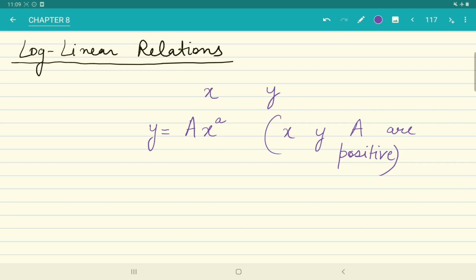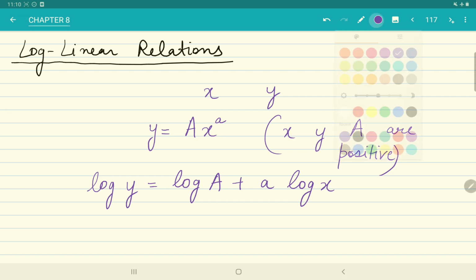And if that is the case, if x, y and a are positive, that means I can now actually take logs on both sides. So if I take logs on both sides, I can have log y. Now this log is to any base. We are not necessarily thinking of the base little e. So we are thinking of log as logarithm to any base. And if that is the case, I can take logs on both sides. So I will have log y is equal to log a plus little a log x. I can easily write that because of the fact that x, y and capital A are positive.